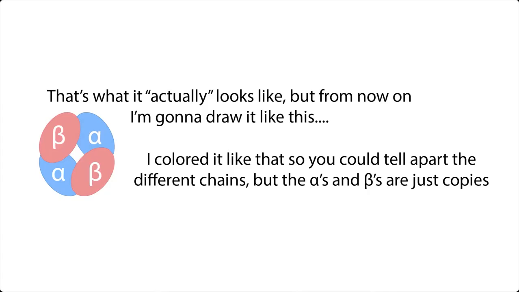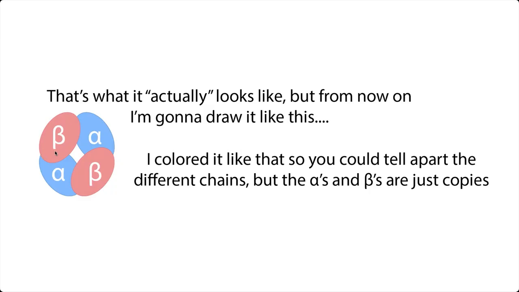Fetuses have their own form of hemoglobin that's better suited for picking up the oxygen from their mother's blood, which is blood where the mother has already used some of the oxygen, so there are lower concentrations. And so they have a different version of hemoglobin. It has a gamma chain instead of a beta chain, but both of them have alpha. But for now, let's just focus on the adults.